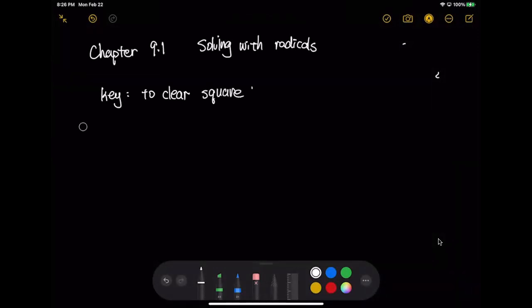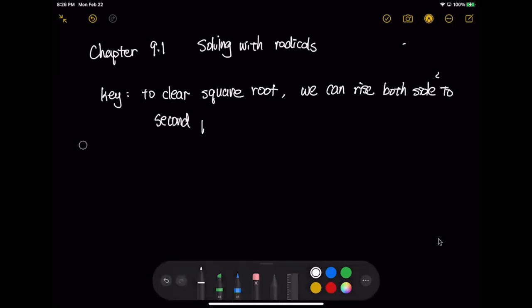For example, if I want to clear out a square root, you can raise both sides to the second power, which means you square both sides at the same time. For example, I have square root of x equals 4. The way that I solve it is I square both sides. Square root and square, they get cancelled. I have x on the left side of the equation. On the right side, I have 16.